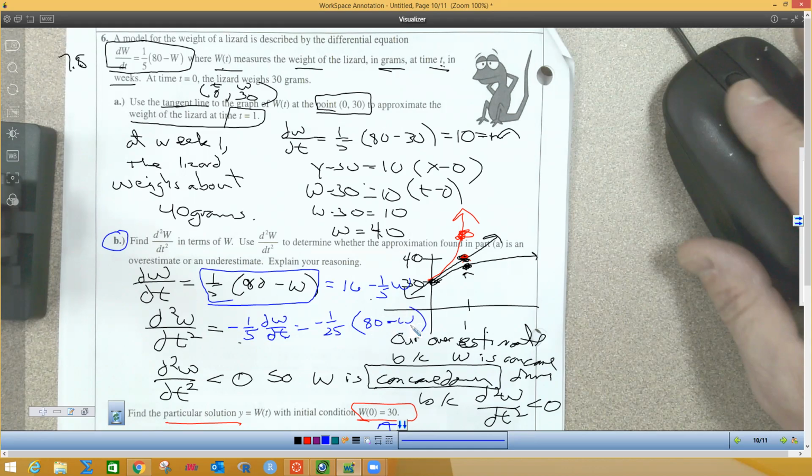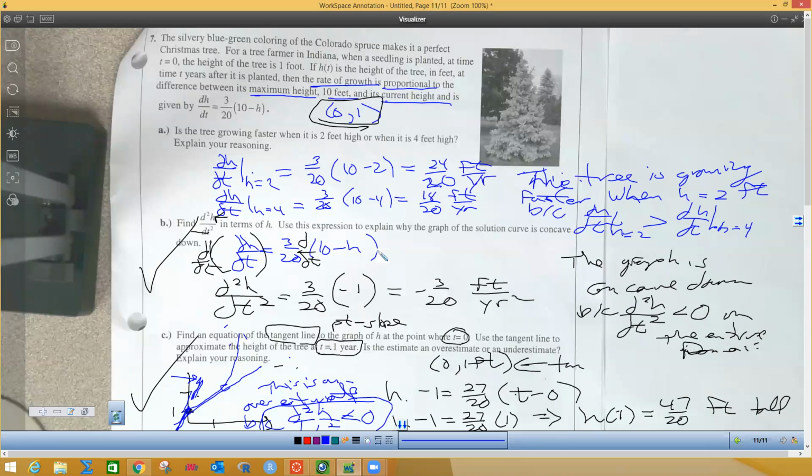And because w is never negative, this still makes the second derivative less than 0, so the rest of this is correct. But this should have been what the second derivative was. And if I look at number 7 from the same reasoning right here, when I did the second, this was the original dH/dt here.